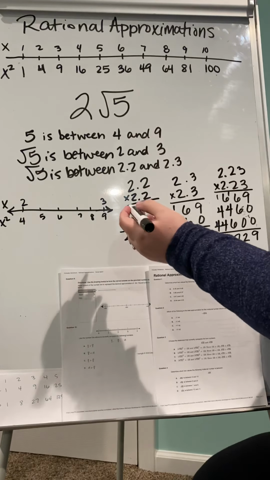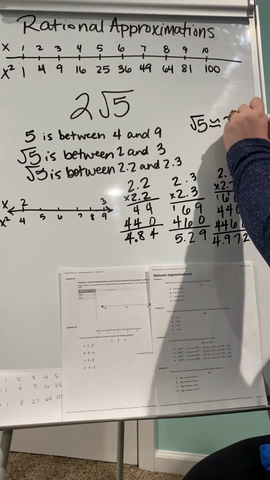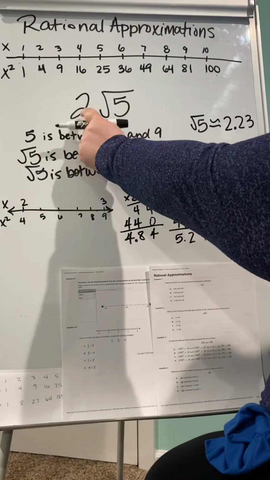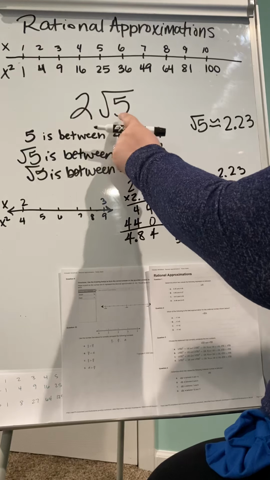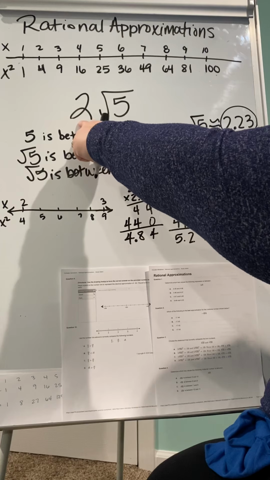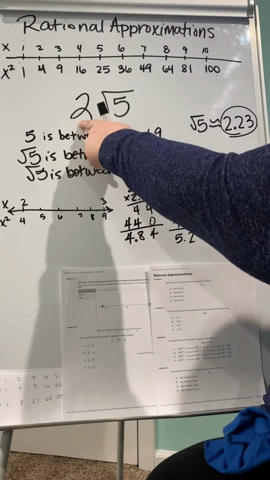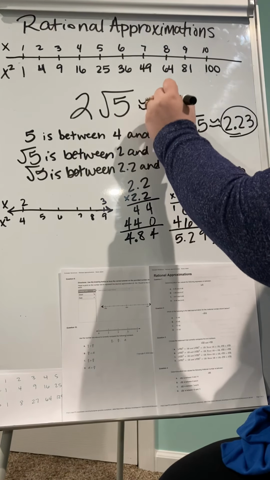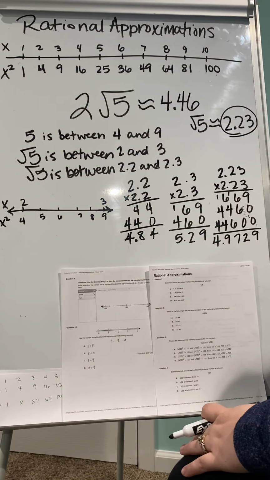So I'm going to say that the square root of 5 is about 2.23. Now, I haven't answered my question yet because I have this multiplier out here. All that means is that we're taking the square root that we just found and we're going to double it. So we're just going to do 2.23 times 2. That means this will be about 4.46.